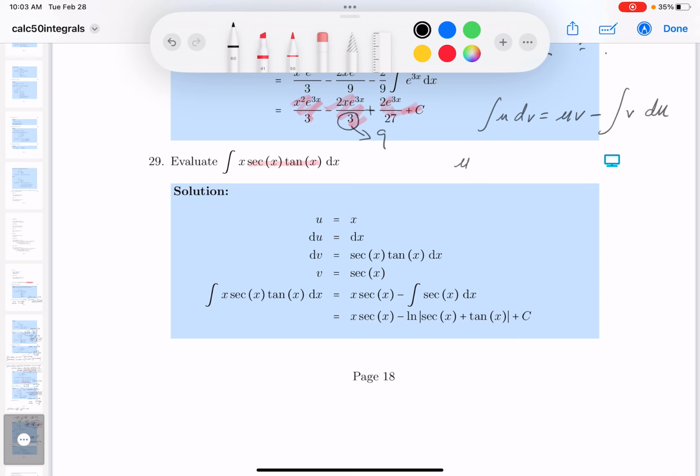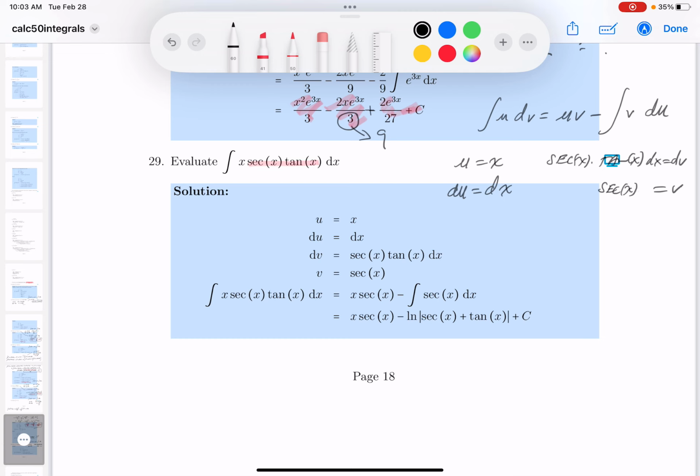So I'm gonna say u is equal to x, and du, pretty simple, it's just simply dx. And then I'm gonna say secant x times tangent x dx is dv, and I recognize it, and that's the only reason I did it. So what do I recognize over there? That's just secant. Again, it may not help me, but I do recognize it.